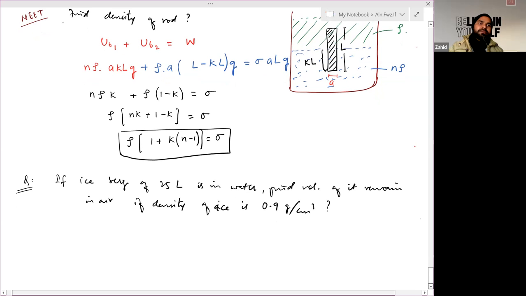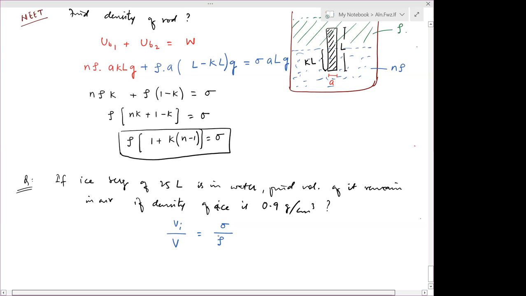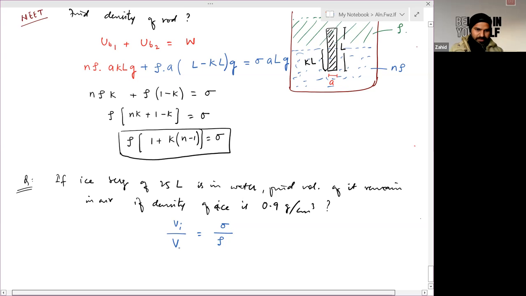For these types of problems, when an object is floating with some portion in air and some portion in water, just use volume of object immersed divided by total volume equals sigma divided by rho. We have sigma, we have rho, we have the total volume of the object. So we can find the volume of the object immersed in the water. If you subtract it from the total volume, you will get the volume of the object that remains in air. Okay, sir.